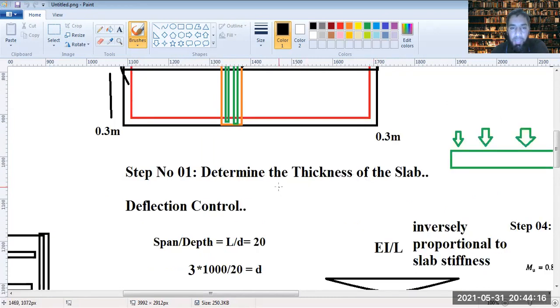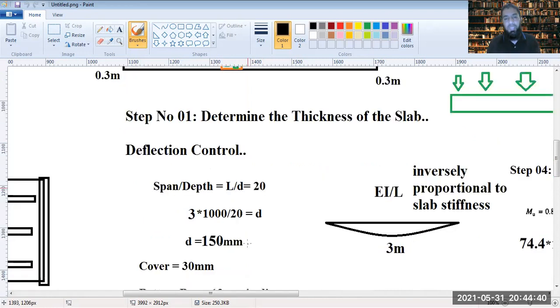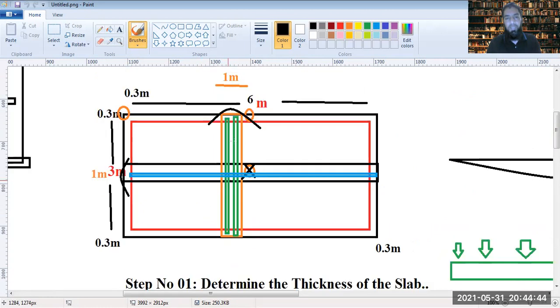thickness of the slab. Now, how do we do that? This is based on the deflection control, as given in IS 456, where span to depth ratios are taken. These ratios are the clear length to the effective depth, and for a simply supported condition it would be 20. So this L is the shorter direction length.